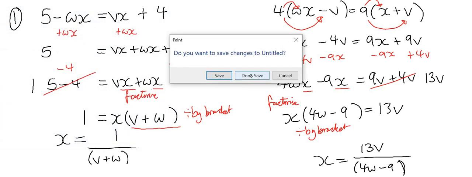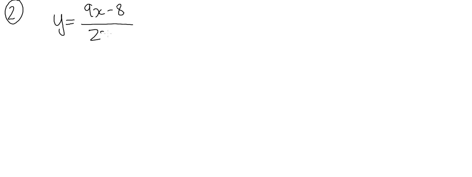Now let's do one of the question 2 ones, which are a bit harder. Let's see. So we've got y equals 9x minus 8 divided by 2x minus 13. So now I've got an x in the numerator and the denominator. But I still want the same thing. I still want to end up with x equals something. So what do we do first?